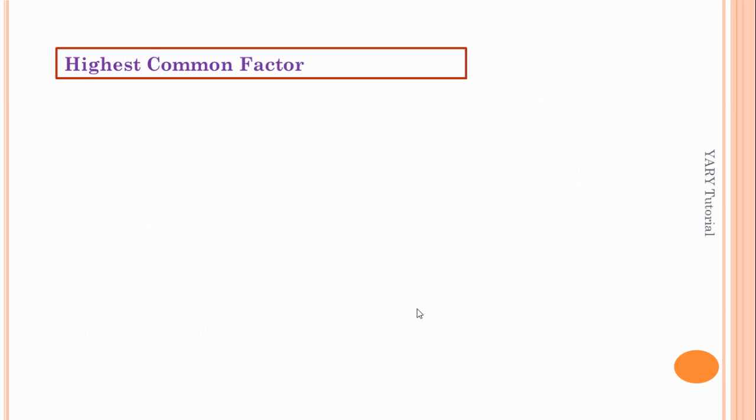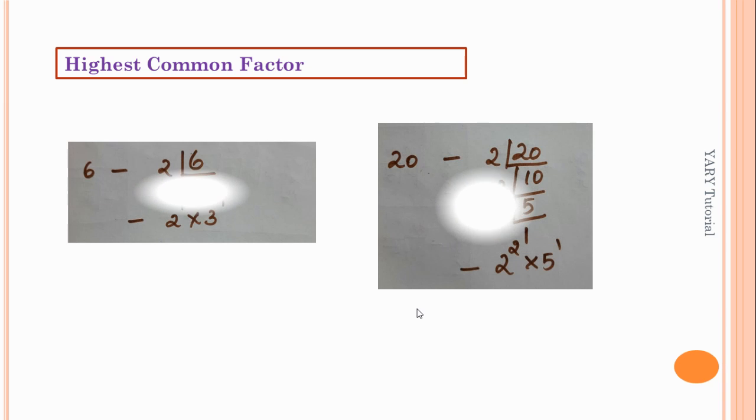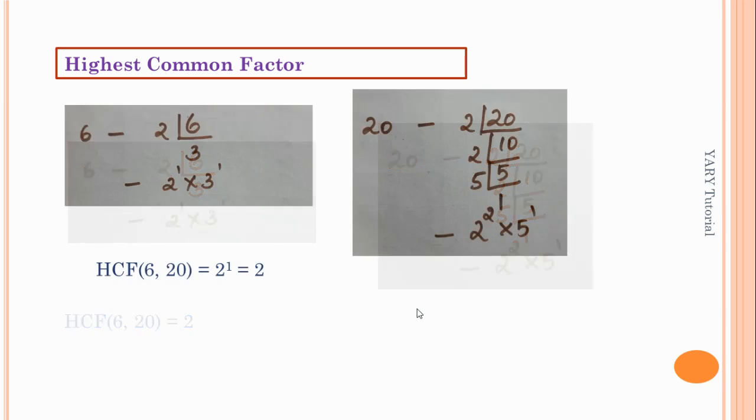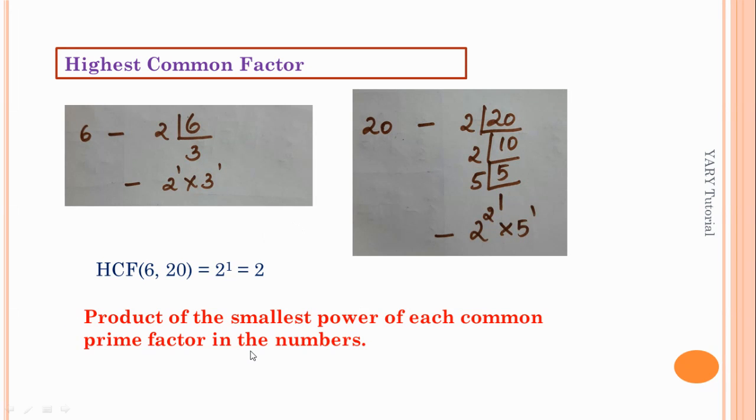How do we find the highest common factor for these two numbers? The highest common factor is the product of the smallest power of each common prime factor. So, LCM is the product of the greatest power, whereas HCF is the product of the smallest power of each common prime factor. We have to consider only the common prime factors in HCF.